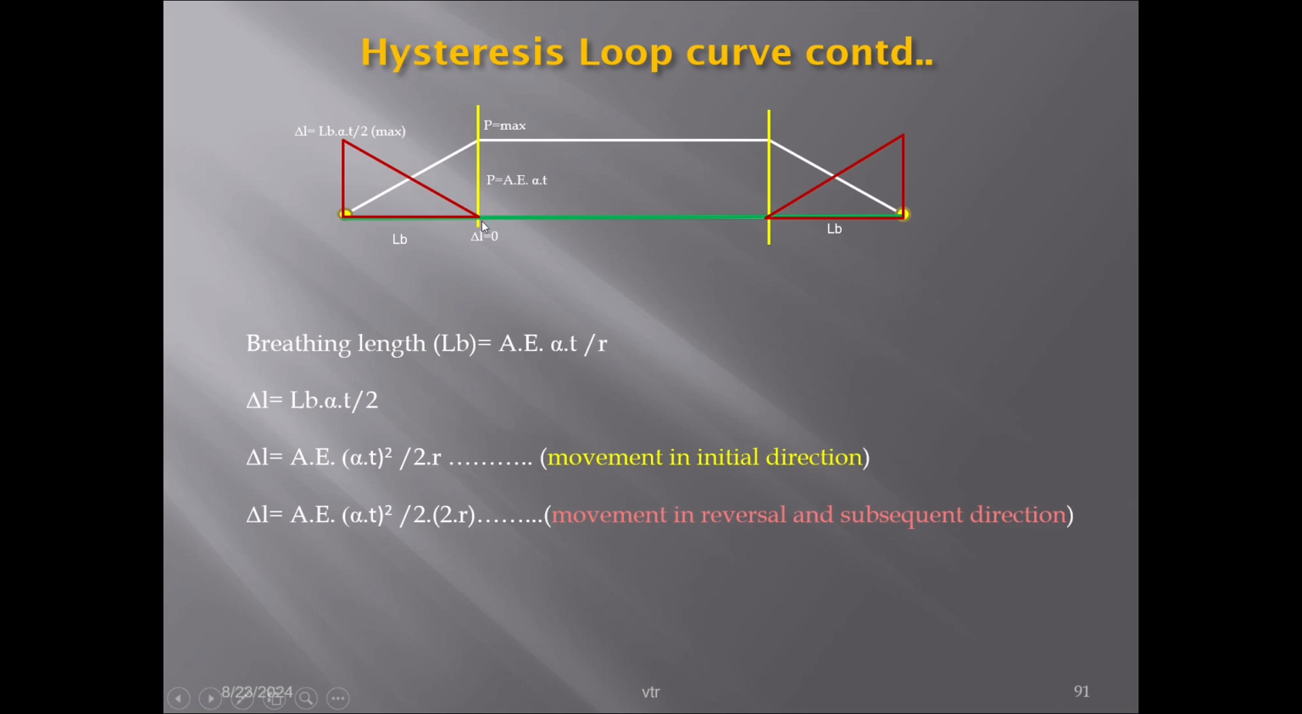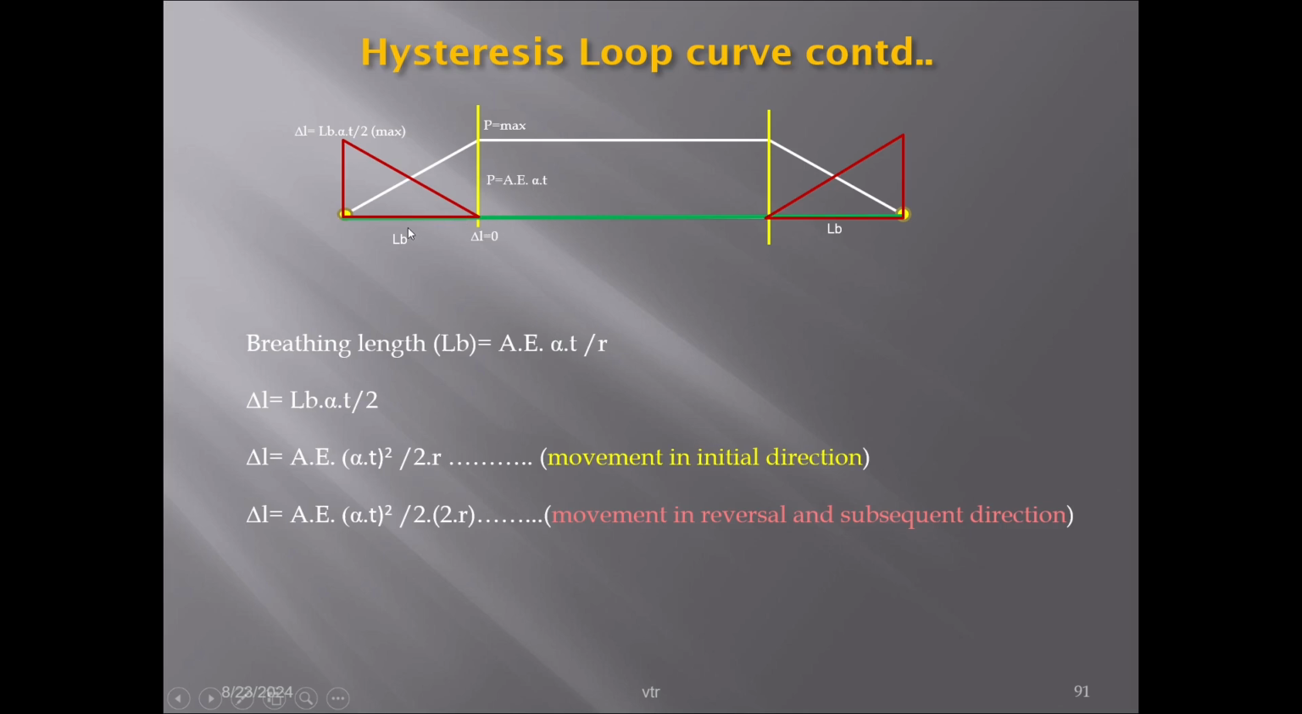For stopping the movement, the resistance is built up because of the ballast resistance, which offers the unit ballast resistance, and at one point the movement is completely restricted. There we have the maximum force. At the same time, the movement is completely restricted. So thereby we are able to get the breathing length equal to force divided by R.